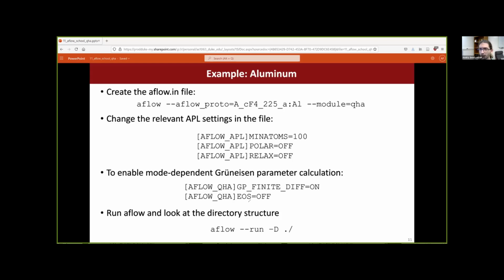As for QHA, there are two different flavors of it. We have just the finite difference calculation of Grüneisen parameters. It covers the block I just showed you already. And we have a calculation which involves the creation of an equation of state. I will talk about it in a few minutes after we do a break for exercises, and you can turn it on with EOS on. And you do the usual flow, run AFLOW.